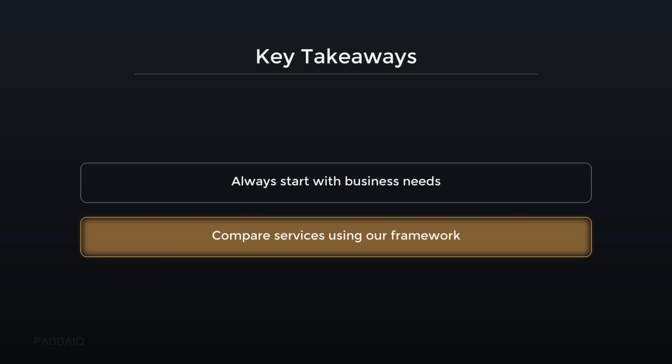Compare services using our framework. This means using a consistent method to evaluate different SAP BTP services based on standard criteria. For instance, when choosing between workflow and process automation tools, our framework helps you assess their capabilities, costs, and integration ease. This structured approach ensures you select the best service for your specific business needs.